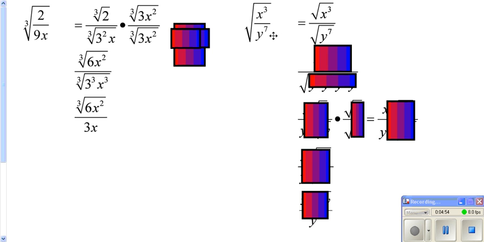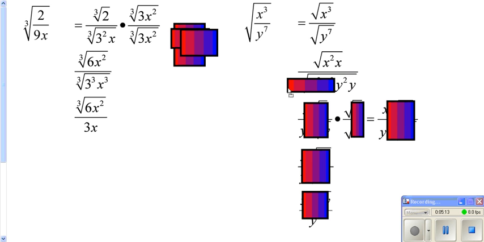So let's take a look at this one here. We have a fraction inside of a root, so we want to apply the root to the top and the bottom. In this case, we can simplify the roots just like we were doing on the previous slide, I should say. This is an x squared times an x, and the bottom would be a y squared times a y squared times a y squared times a y.